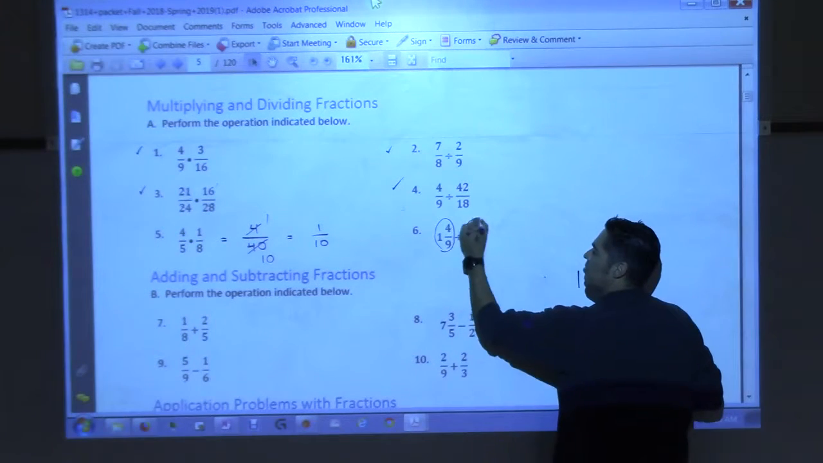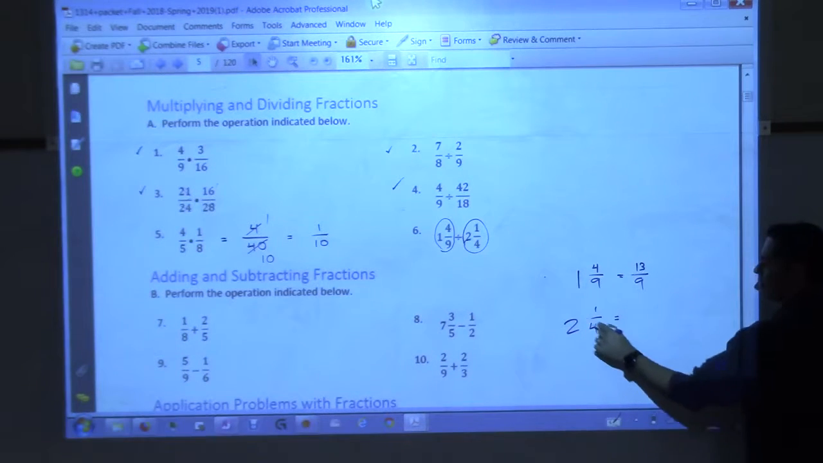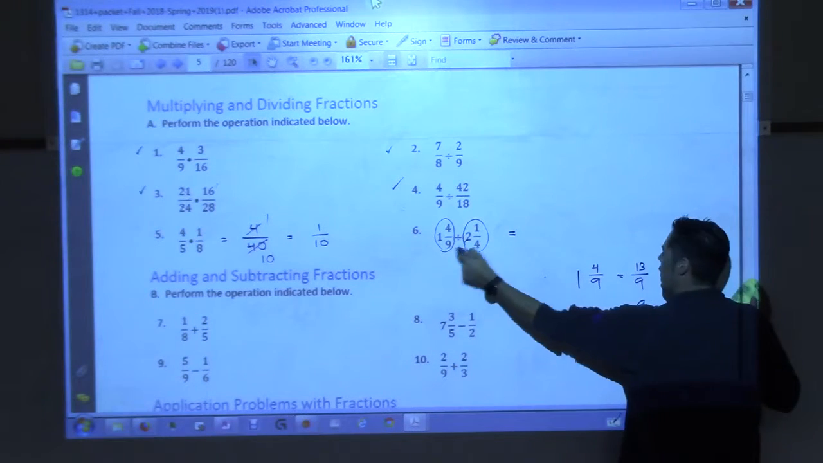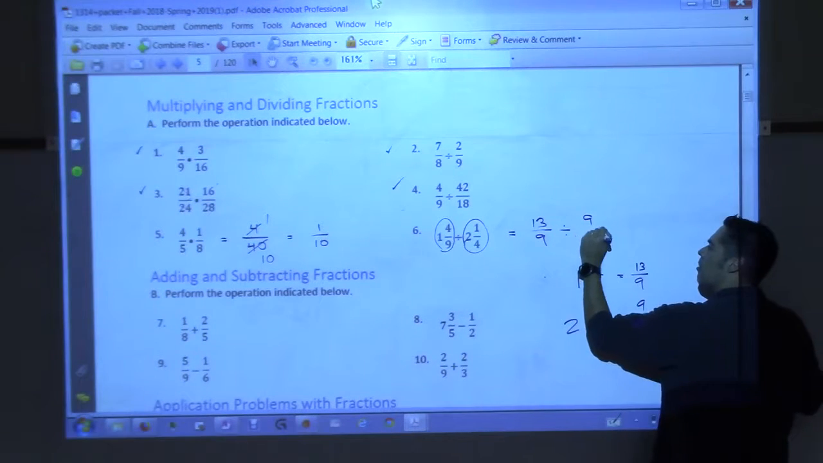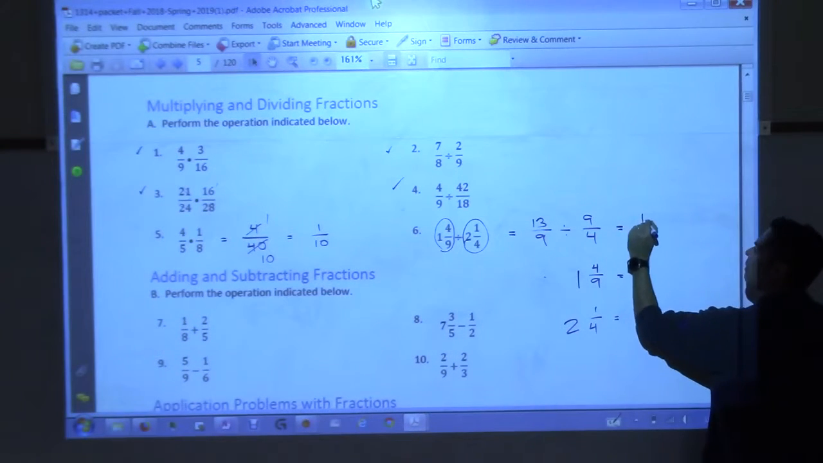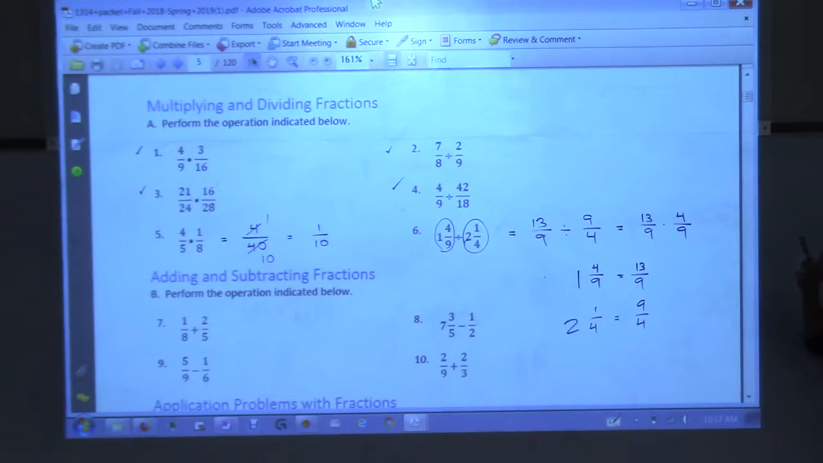So let's get this one here. Let's switch that one over. 2 1/4 equals what? 9/4. Okay, so I'm going to rewrite the problem then. This right here is 13 over 9 divided by, and then this one was 9 over 4. Okay, then what did you do? Multiply 4 over 9. There we go. So division becomes flipping the second one, multiplication.